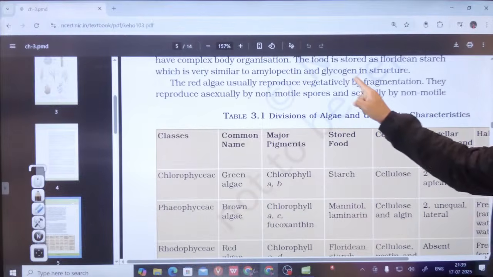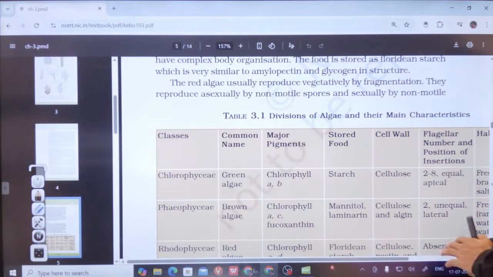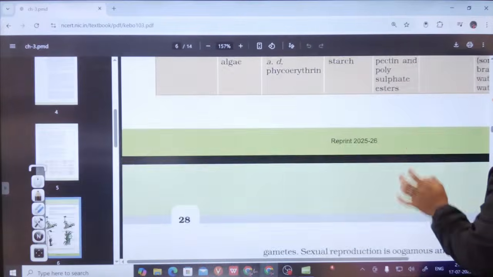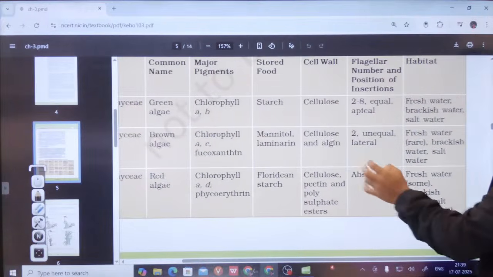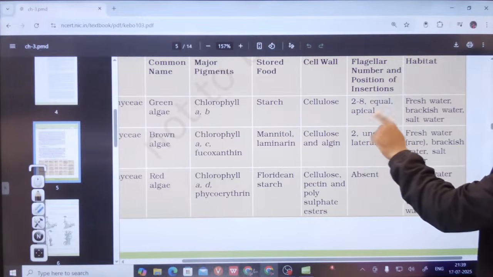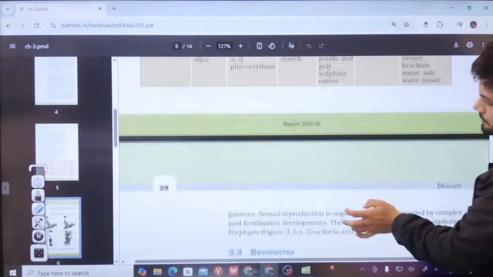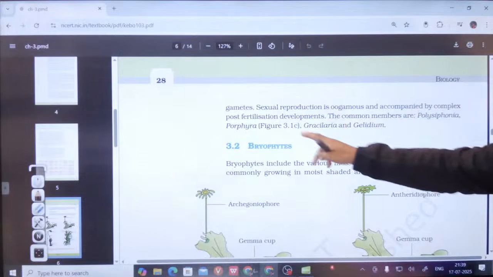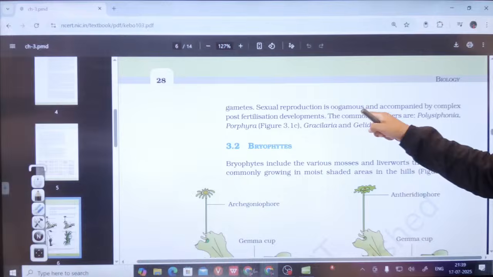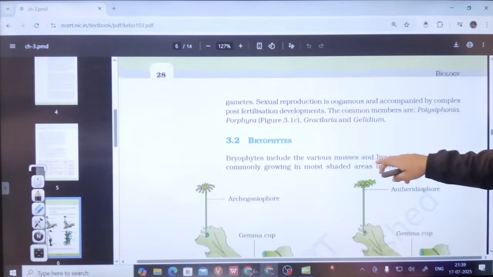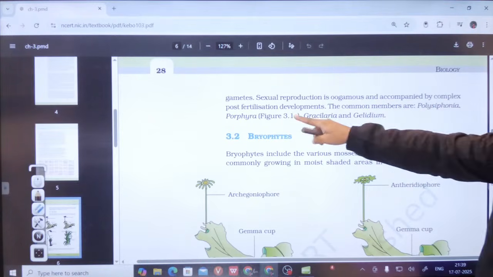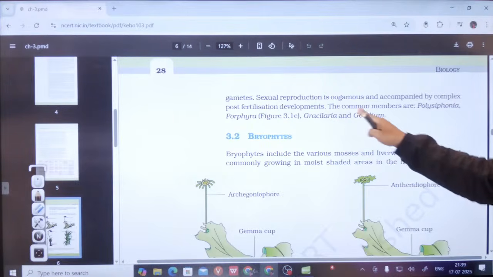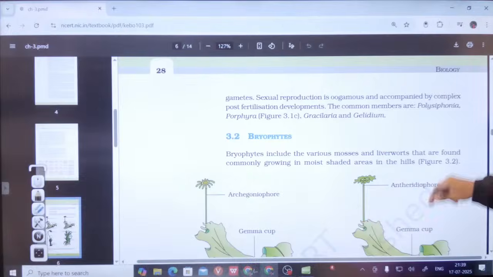Red algae usually show fragmentation. Asexual reproduction is by non-motile spores, and sexual reproduction by non-motile gametes. Sexual reproduction is oogamous and accompanied by complex post-fertilization development. Examples: Polysiphonia, the beautiful one; Porphyra, the red paper-like tissue; Gracilaria and Gelidium, which are the jelly makers.